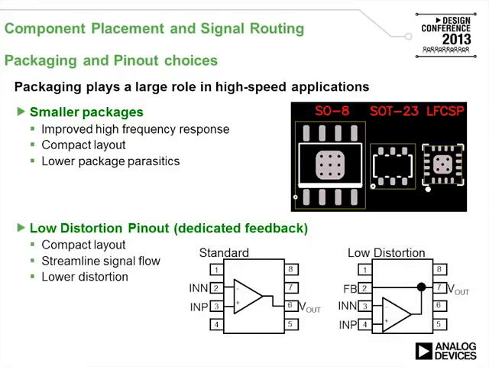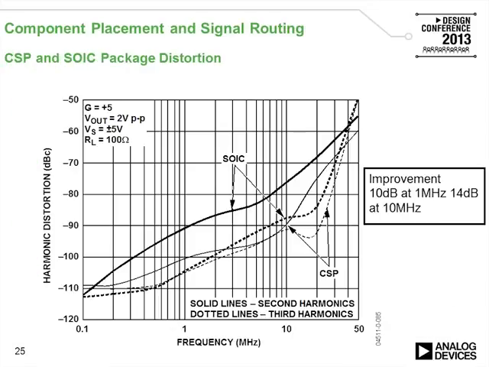Some components have a dedicated feedback where the feedback is brought out to a pin near the inverting input of an amplifier so that the wire and the resistor connection that you would normally do from the output to the input is minimized. Layout is more compact, streamlines signal flow, and reduces distortion. Here's an example of CSP and SOIC package distortion, and note that the improvement is 10 dB at 1 megahertz and 14 dB at 10 megahertz.